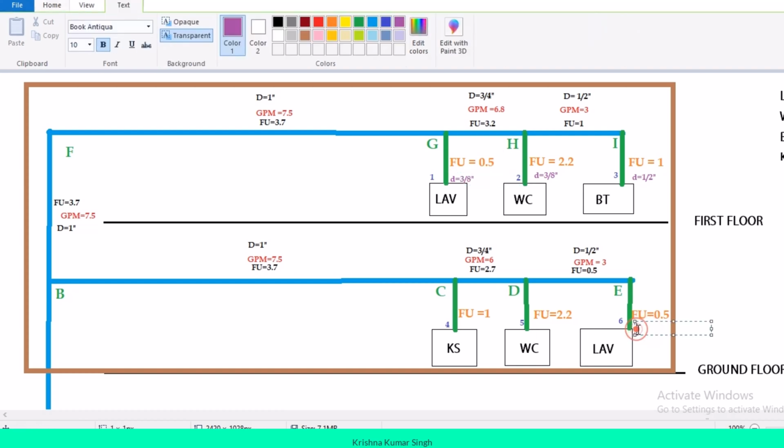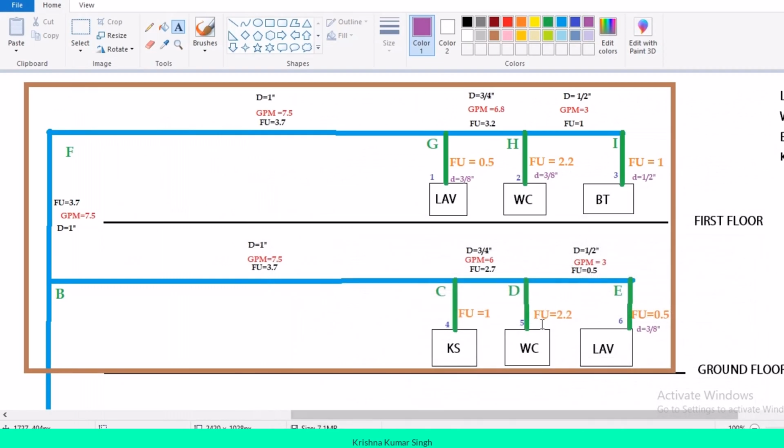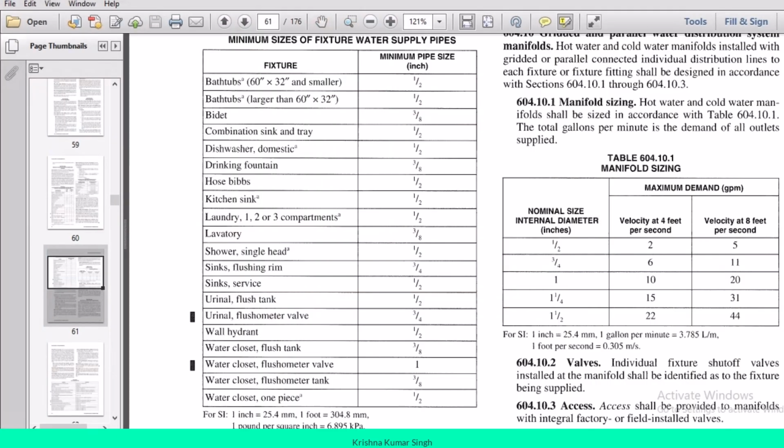Here we have lavatory again. Dia equals to 3 by 8 inches. Water closet 3 by 8. You can cross check again. Water closet flush tank 3 by 8 inches. D equals to 3 by 8 inches. Okay. Kitchen sink. The fixture supply pipe for kitchen sink. Kitchen sink 1 by 2.